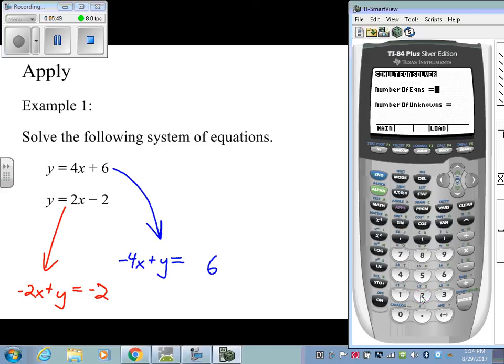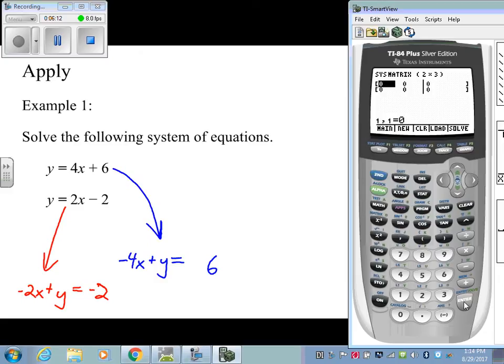And the first thing it asks is for the number of equations. In this unit, we'll only be dealing with 2, though this could be used for more equations, but we have 2 here. And then it's the number of unknowns. Well, unknowns is our variables. And we have an x and we have a y. So that once again is 2. And you'll notice that just by arrowing down, it automatically filled in a number 2. So now I'm going to hit enter.